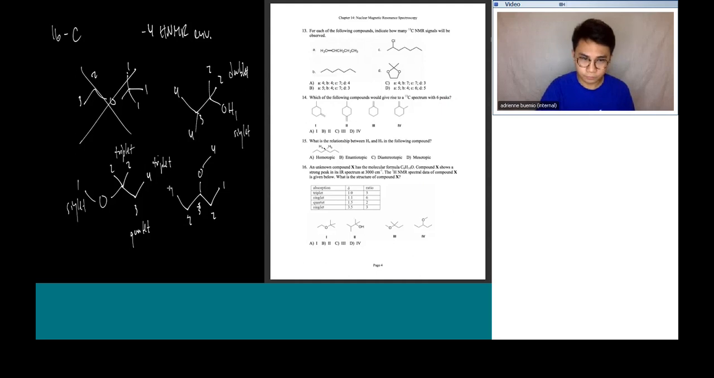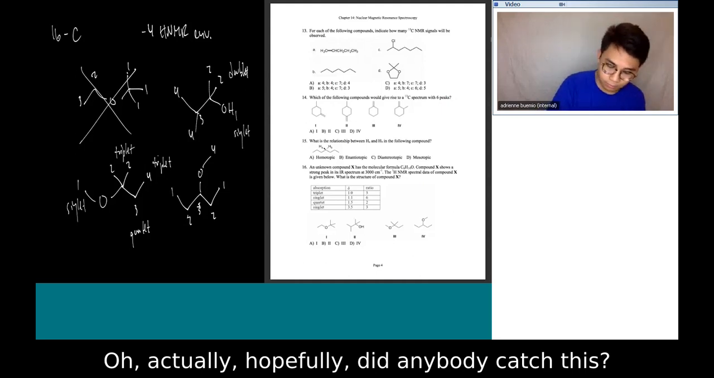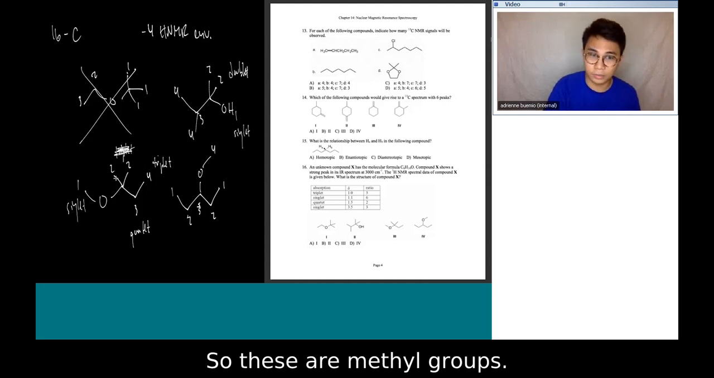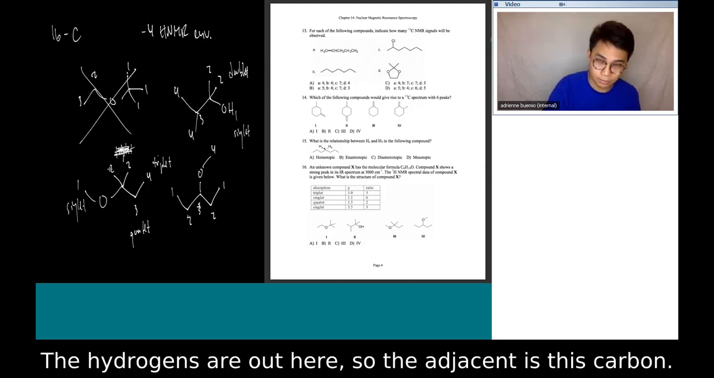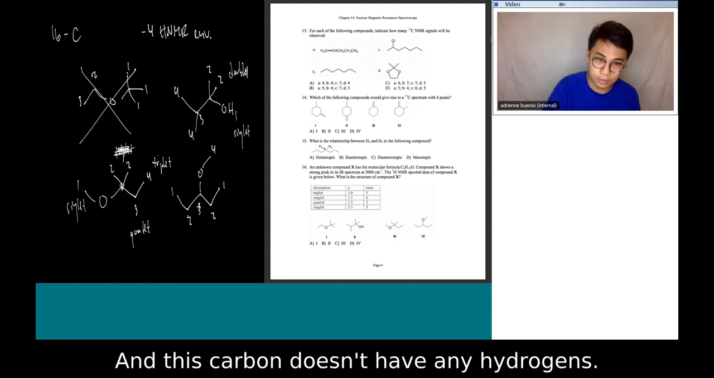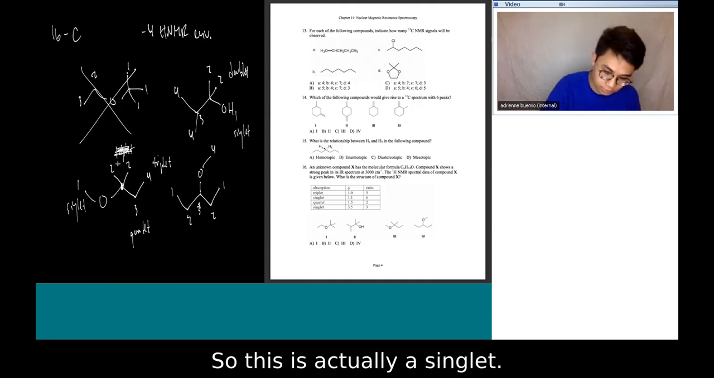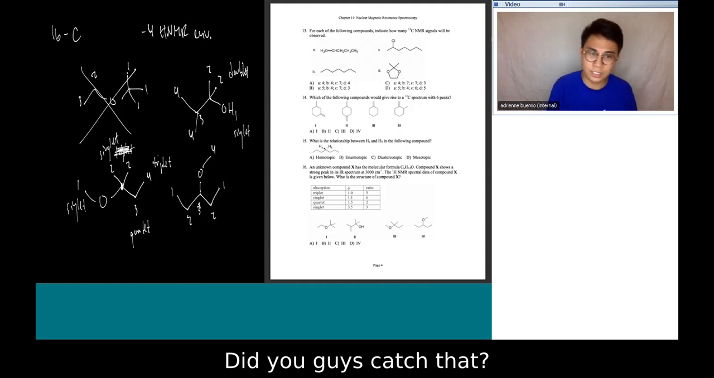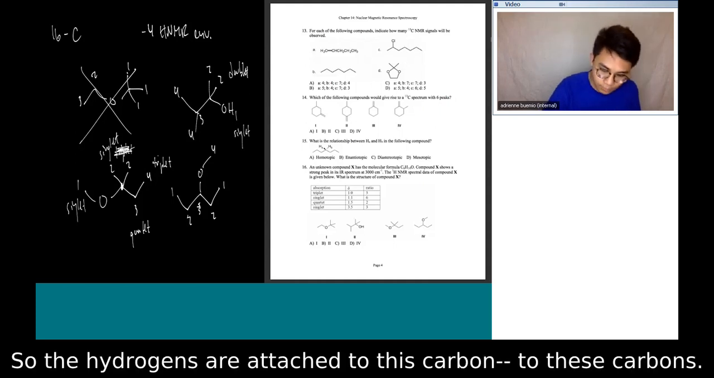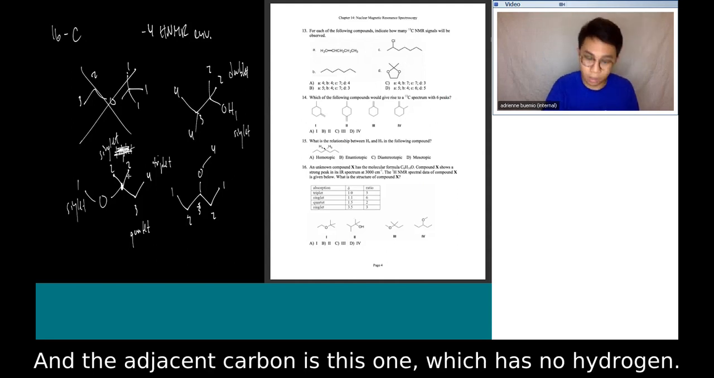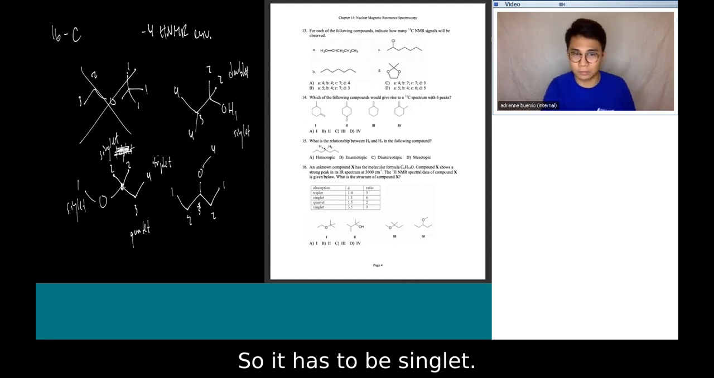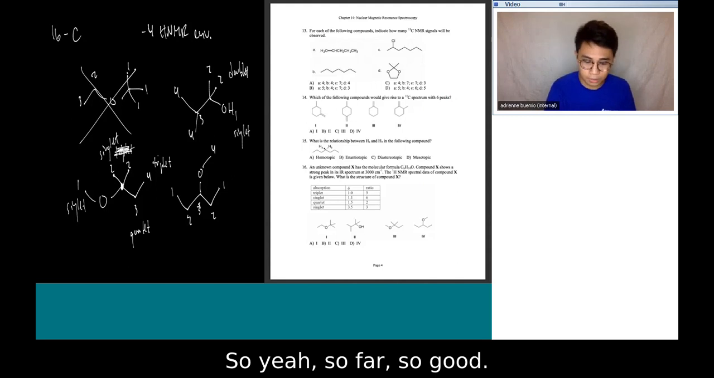Oh, actually, hopefully, did anybody catch this? These are methyl groups, right? The hydrogens are out here, so the adjacent is this carbon, and this carbon doesn't have any hydrogens, so this is actually a singlet. Do you guys catch that? So the hydrogens are attached to these carbons, and the adjacent carbon is this one, which has no hydrogen. So it has to be a singlet, right? Okay, so far so good.